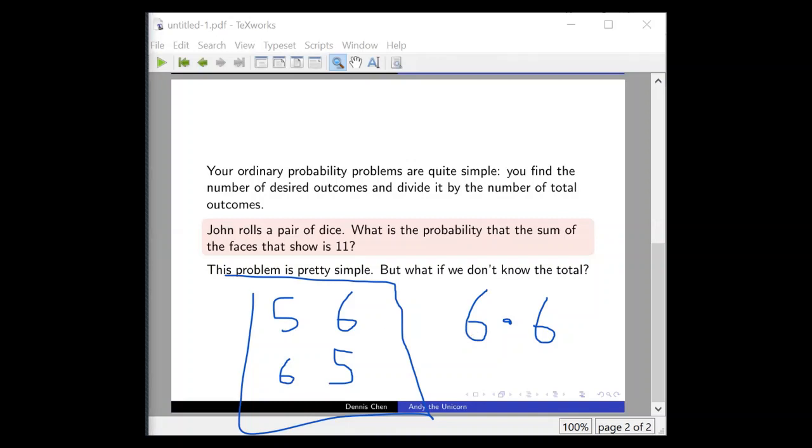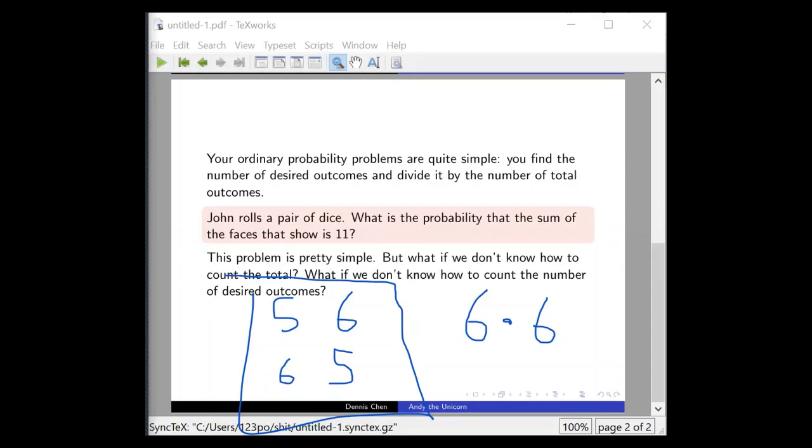However, what if we can't count the total? What if we don't know how to count the total? What if we don't know how to count the number of desired outcomes? And here is where the idea of Andy the Unicorn really starts to come into play. You're not looking for the total number of outcomes. You don't want to count the total number of outcomes. You want to look in a small area. And here is what I mean.